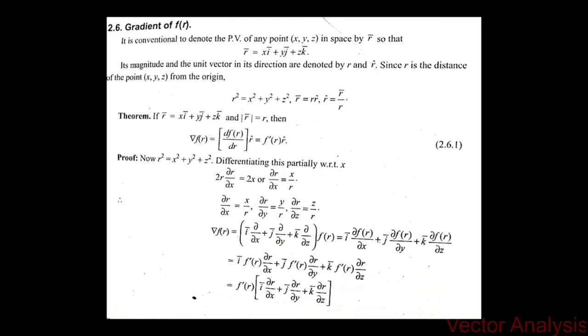Consider R square is equal to x square plus y square plus z square. Differentiating this equation with respect to x, R square becomes 2R and again R with respect to x. So dou R by dou x is equal to, differentiating the right hand side, x square with respect to x becomes 2x, and y square and z square become 0. By further simplification, cancelling 2 on both sides and bringing R from the left hand side to the right hand side as a denominator, we get dou R by dou x is equal to x by R. Similarly, differentiating partially with respect to y and z, we have dou R by dou y is equal to y by R, dou R by dou z is equal to z by R.